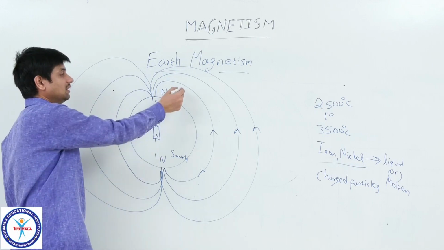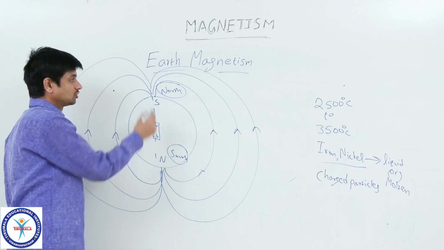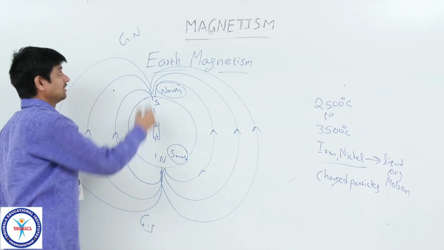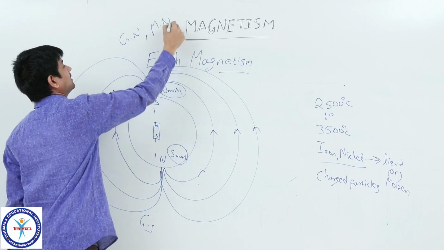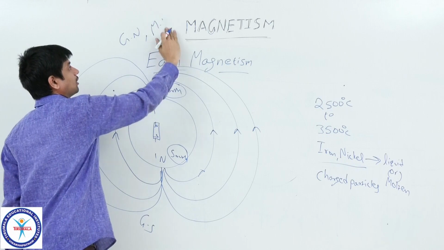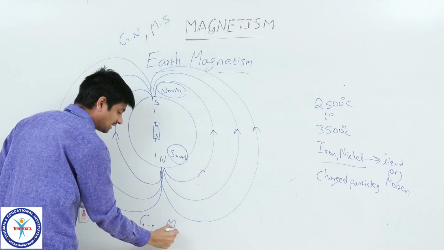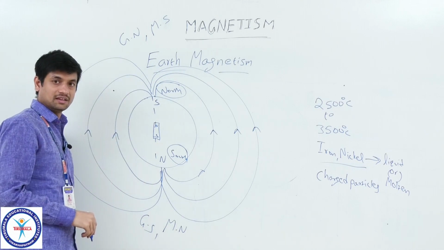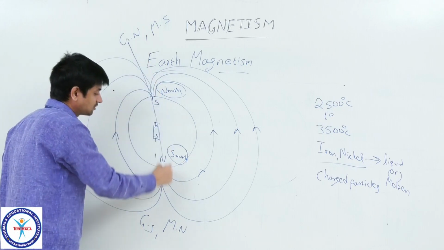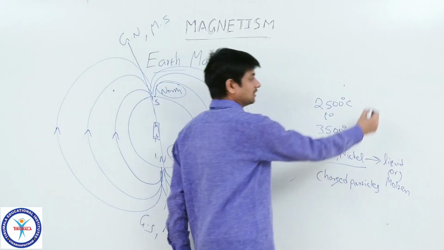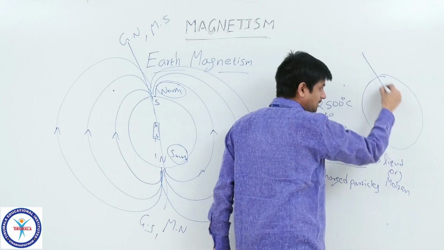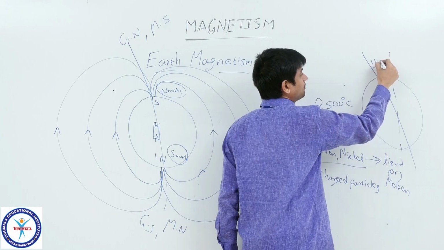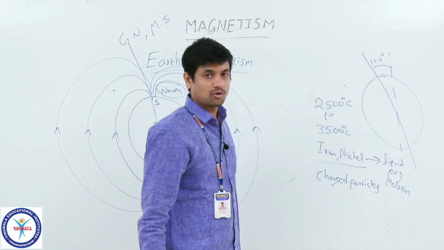But geographically we have defined already, this is north, this is south. So geographical north is this side, geographical south is this side, but magnetic south is the upper one, magnetic north is the lower one. Both will be reversed. And the magnetic axis also will differ. If this is the planet Earth, this is the magnetic axis and this is the rotational axis, they will have an angle of 11.5 degrees.